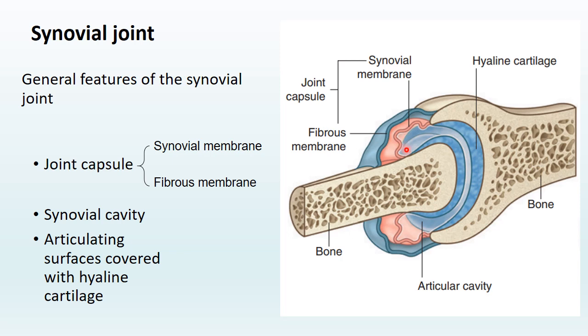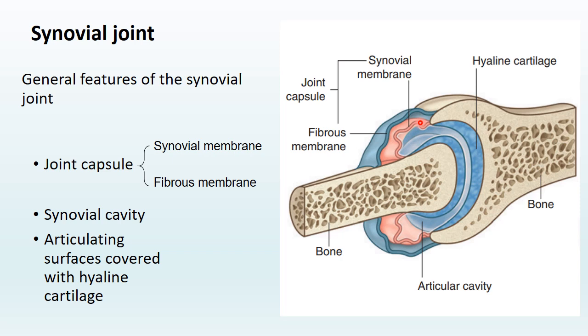Synovial membrane secretes a special type of fluid called synovial fluid, which is viscid, يعني لزج, a thick fluid that fills the synovial cavity or articular cavity. Its main function is to lubricate the articulating surfaces and to reduce friction between these surfaces during movement. تقلل لي الاحتكاك وتسهل لي حركة articulating surfaces during movement.